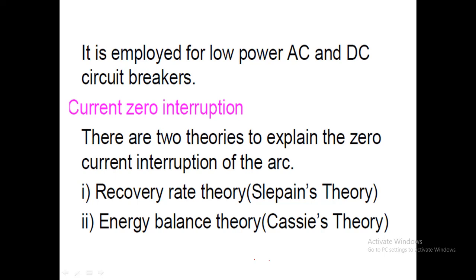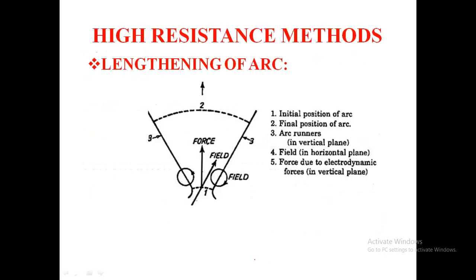Coming to current zero interruption, it is explained with two theories. One is the recovery rate theory, Slepian's theory, and the other is the energy balance theory, Cassie's theory. So it's an important interruption. Coming to the lengthening of arc, which mainly depends on high resistance.